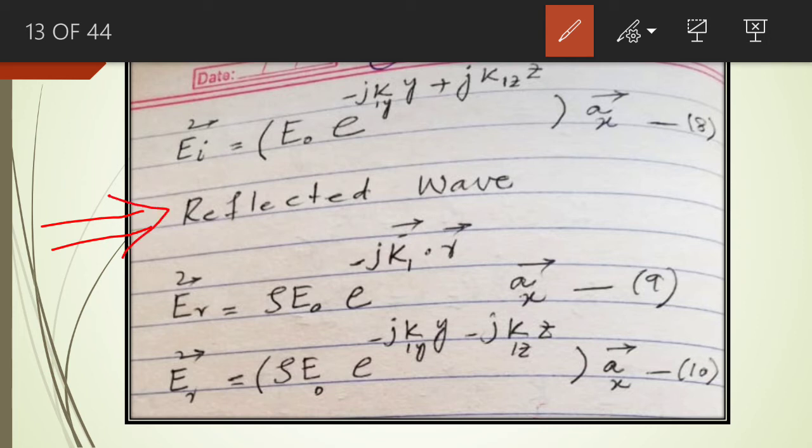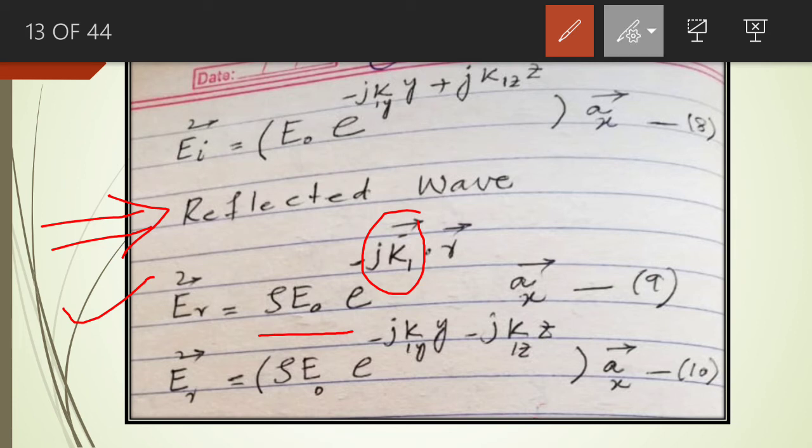So we know that a fraction of the energy of the incident wave will be reflected back to medium number 1, and this energy is represented by the reflected wave. So the electric field intensity of the reflected wave will be equal to rho E naught into e raised to power minus j k1 prime dot r. We know that the propagation constant of the reflected wave is k1 prime. That's why we consider k1 prime over here.